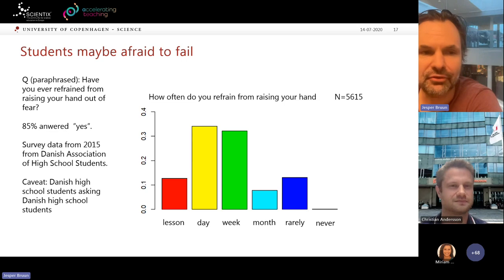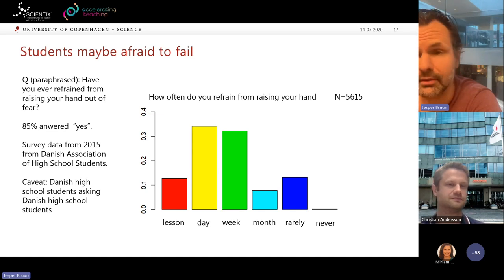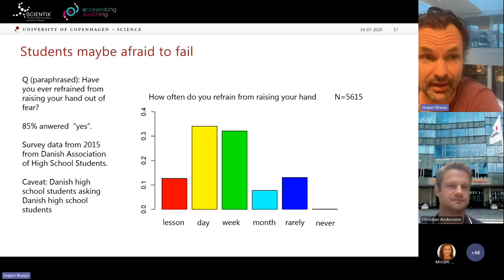There was a question in Denmark in 2015 to Danish high school students. They asked this question on a survey that was longer, but I took this question because I think it had an interesting answer. Have you ever refrained from raising your hand out of fear? And this is supposed to be in the classroom when teaching happens. 85% of the sample students answered yes.